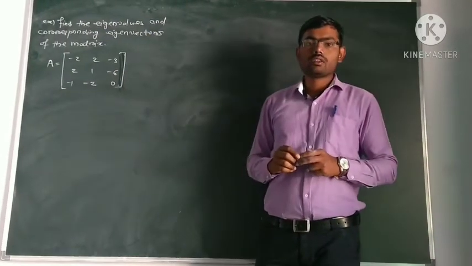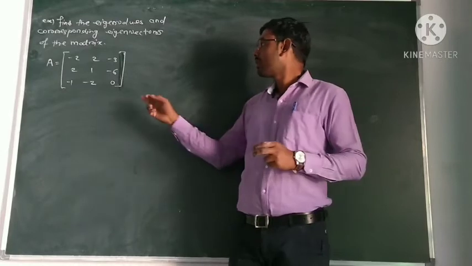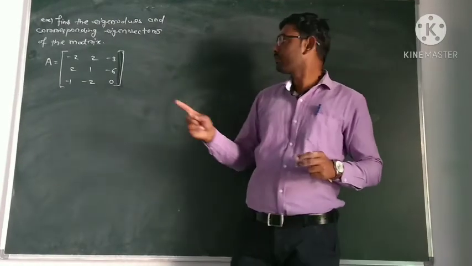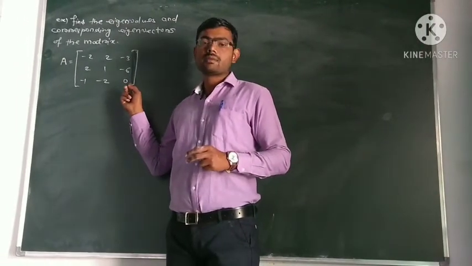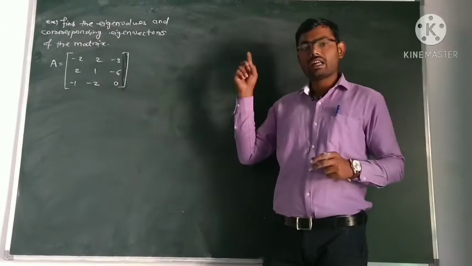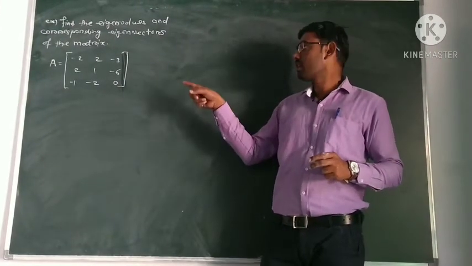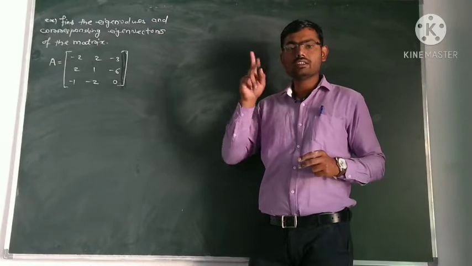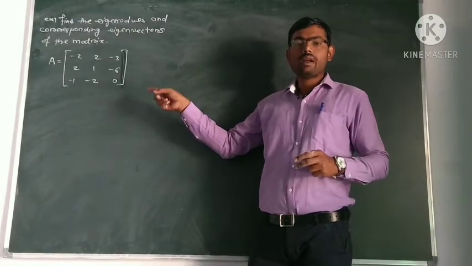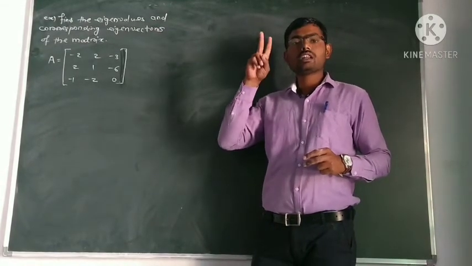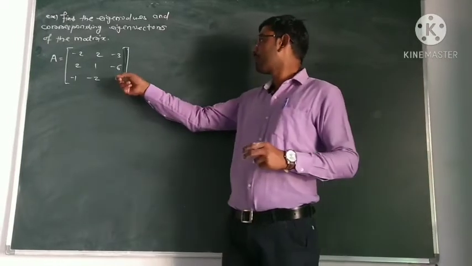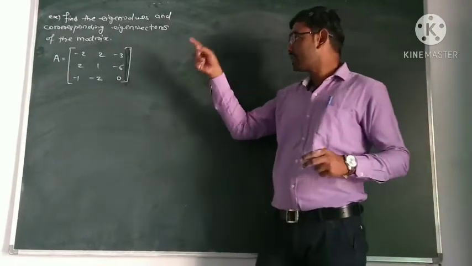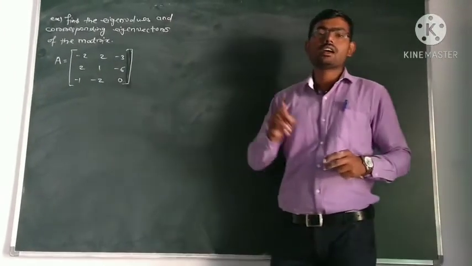Okay. So we have to find eigenvalues. Now, keep in mind one thing: the order of the matrix is 3 by 3. So the characteristic equation or characteristic polynomial is of degree 3. The roots of a degree 3 polynomial are 3, so this matrix will have 3 eigenvalues.